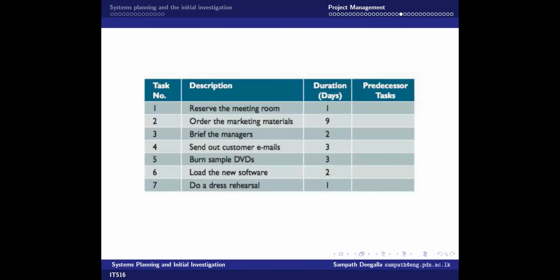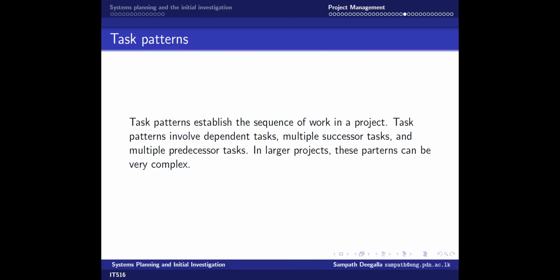By now, we have identified what the tasks are, and we also discussed how we can identify the duration. Those two things we have already discussed. The next thing that we need to discuss is task patterns. When you have tasks in a project, there are some dependencies, because the tasks are dependent on each other. Sometimes you may have multiple successor tasks or multiple predecessor tasks, and so on. If it is a very complex project, these patterns are very complex, but we'll look at very simple ones.